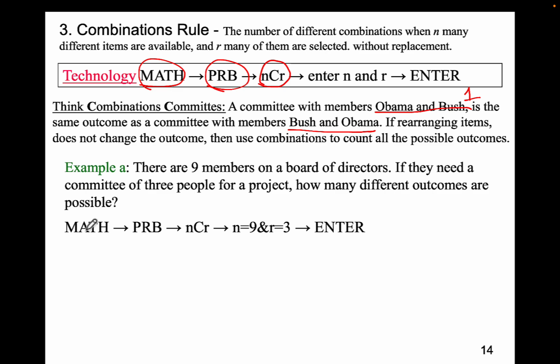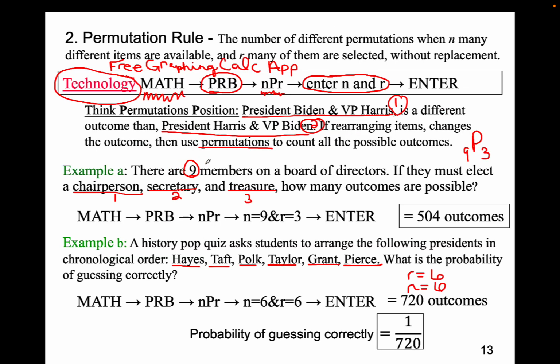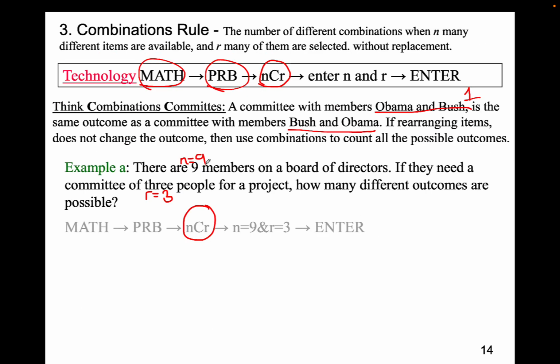So hit the math key, probability, and open this program this time, NCR. Enter your N as 9 again, 9 board members, and R is, well, they need a committee of 3 people. Run it, and you'll find that if you have 9 members, you choose 3 for a committee, there are 84 possible outcomes. I wonder how many permutations there were when we went positions. 504. That's quite a smaller amount of combinations.